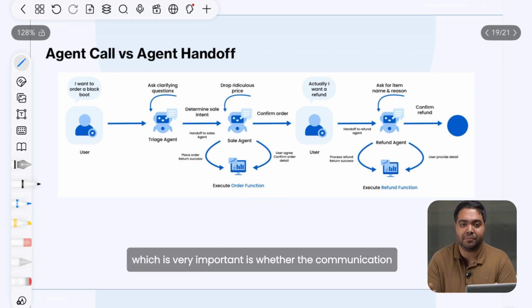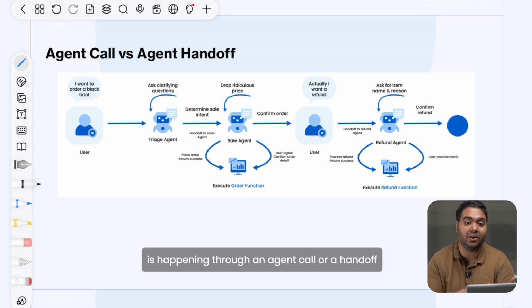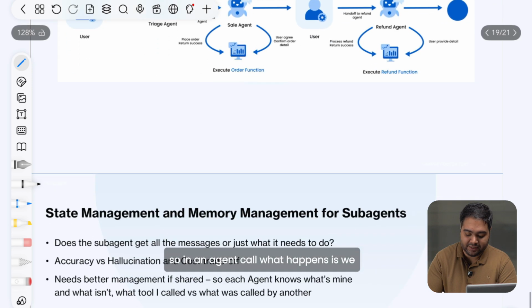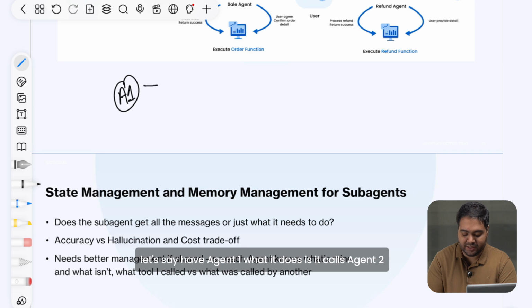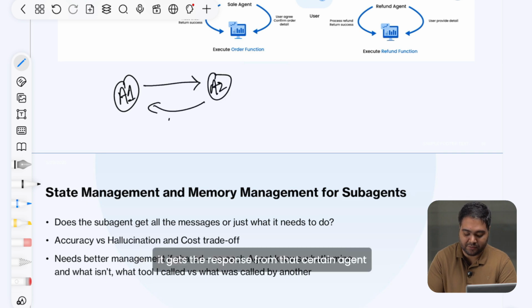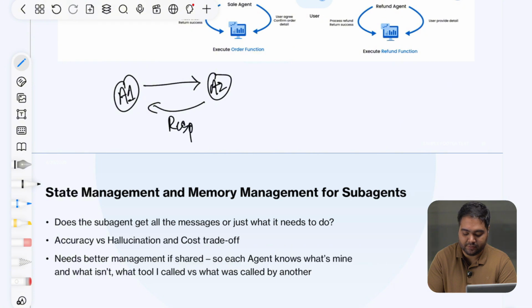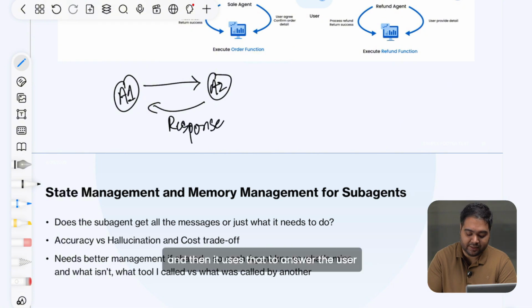Another thing which is very important is whether the communication is happening through an agent call or a handoff. So in an agent call, what happens is we, let's say, have agent 1. What it does is it calls agent 2, it gets the response from that certain agent, and then it uses that to answer the user.